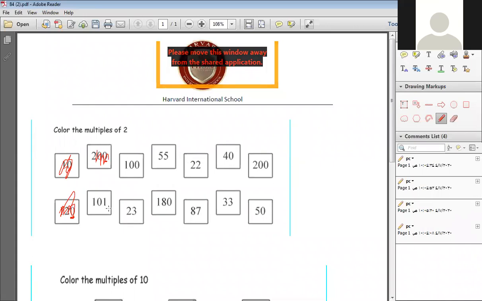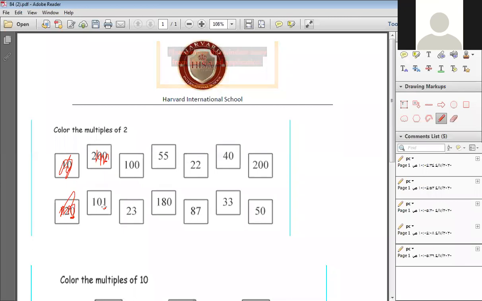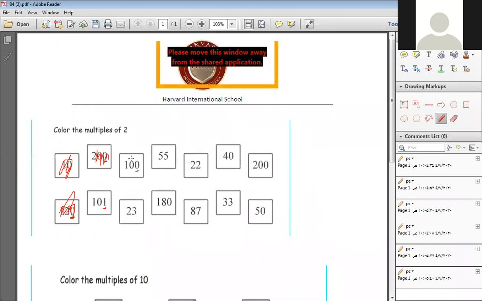What about 101? Ends with what? 1. Is one even or odd? One is an odd number, so it is not a multiple of 2. I'm searching now for the even numbers. Okay, what about the 100? 100 ends with a 0, right? So this will be a multiple of 2, because 0 is an even number.